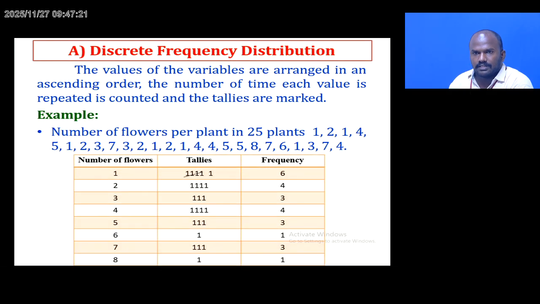The first one is the discrete frequency distribution. The values of the variable are arranged in ascending order. First, we have to arrange the given numbers in ascending order, then note the number of times each number is repeated. Example: the number of flowers per plant in 25 plants. We plot the 25 plants, and the number of flowers is recorded on day 1, day 2, or whenever we calculated. We first arrange all the values in ascending order, then calculate each frequency.